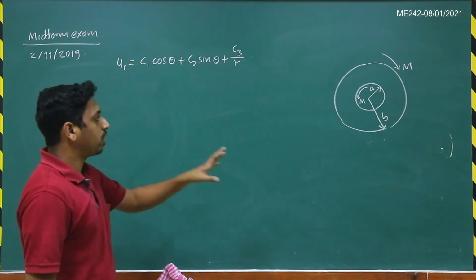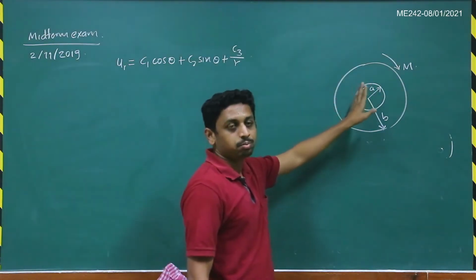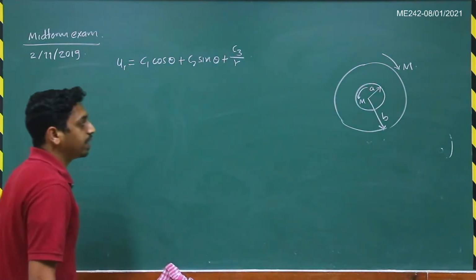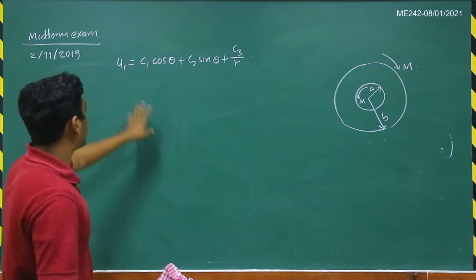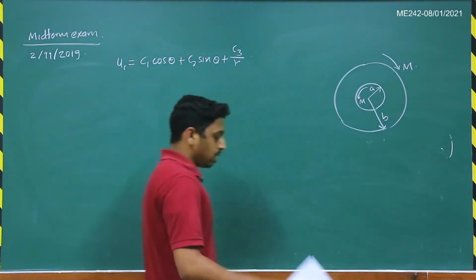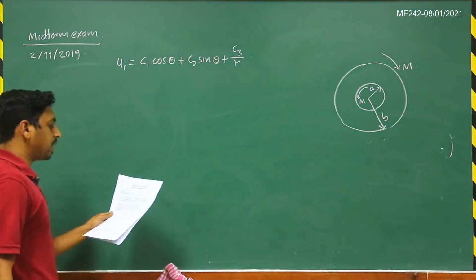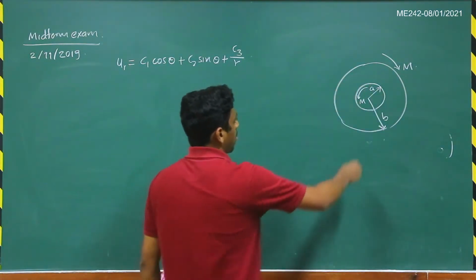So we cannot assume that u_theta should be 0 everywhere, but its average should be 0 over the entire two-dimensional domain. So u_r and u_theta in general can be functions of r and theta. Now we have to make certain assumptions based on the problem.